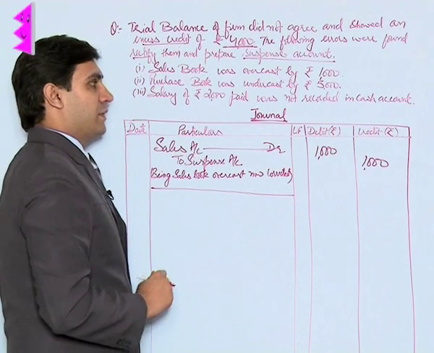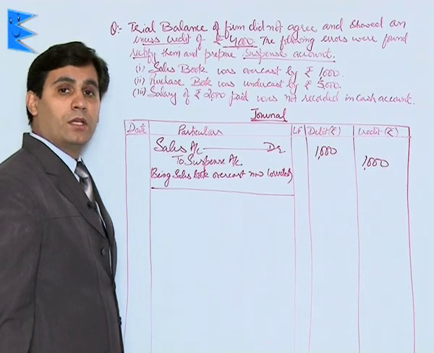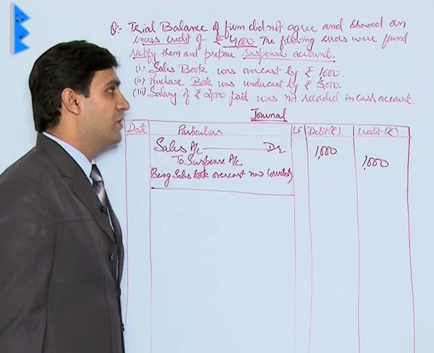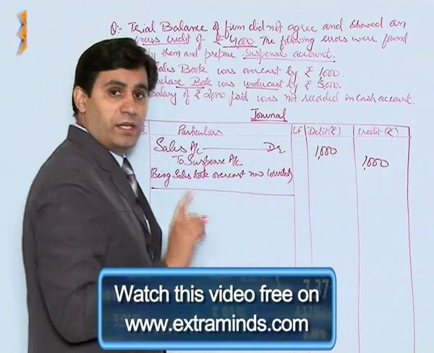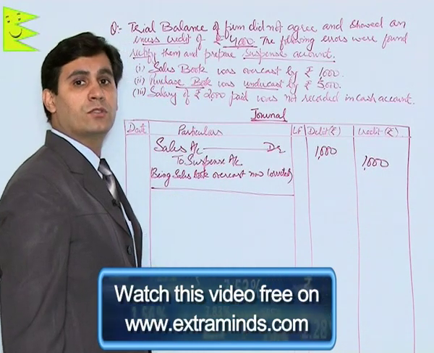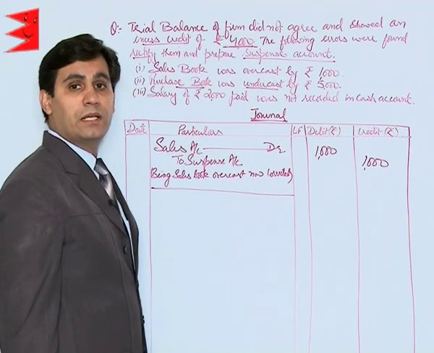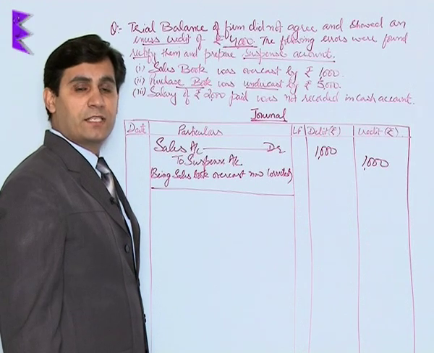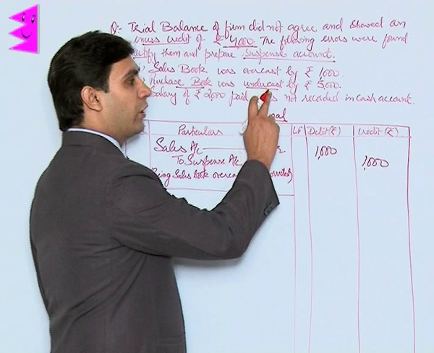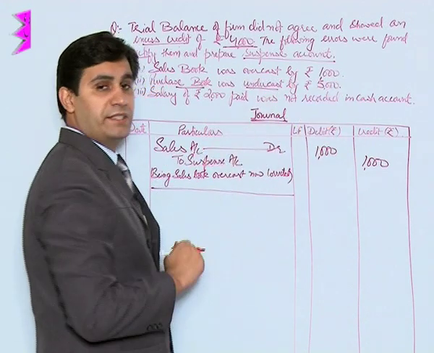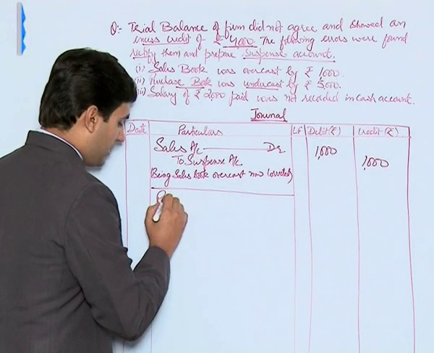Coming to the second case, the purchase book was undercast by rupees 5,000. Now students, in this case, it is clearly mentioned that the purchase book was undercast by rupees 5,000. It is a single-sided error as it affects only the purchases account. Now purchase book always shows debit balance because it is an expense, so debit all expenses. That means the total of the debit side is short by rupees 5,000. To rectify it, we will debit the purchase account again.